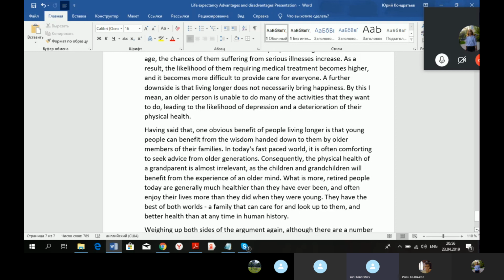Having said that, one obvious benefit of people living longer is that young people can benefit from the wisdom handed down to them by older members of their families. In today's fast-paced world, it is often comforting to seek advice from older generations. Consequently, the physical health of a grandparent is almost irrelevant, as the children and grandchildren will benefit from the experience of an older mind. What is more, retired people today are generally much healthier than they have ever been, and often enjoy their lives more than they did when they were young. They have the best of both worlds, a family that can care for and look up to them, and better health than at any time in human history.